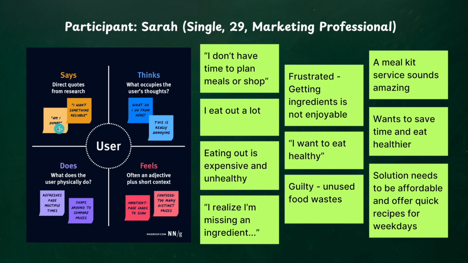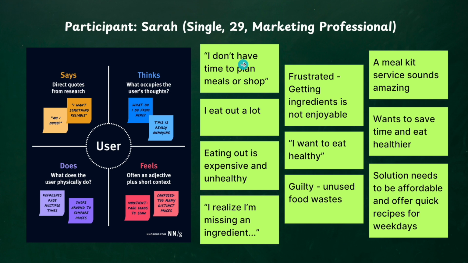For example, am I dumb? I want something reliable. Things like this. So I've already brought out some quotes. I don't have time to plan meals or shop. I want to eat healthy. I realize I'm missing an ingredient. Even this one, I eat out a lot. It's still a direct quote because she said that she ends up eating out a lot and it's expensive and unhealthy. But like I said, you have to pick a quadrant. If you really want to say direct quotes, almost everything she said are direct quotes, and you don't want to put all of them under this quadrant. You have to leave some for does, for feels.